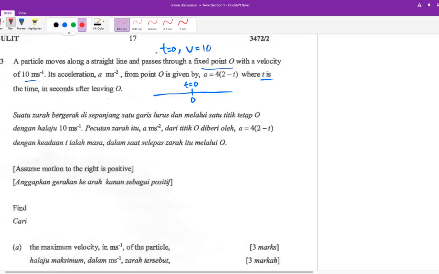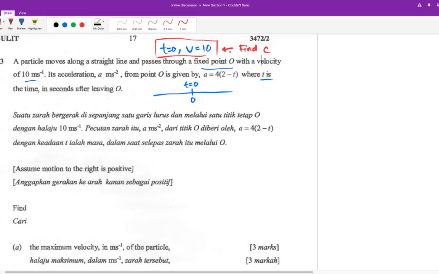And most of the time, why does he give you this information? It is to find the value of c. Why will you have c? Because later you will need to do the integration, and when you integrate, you will have the plus c. So you will need to use this information to find the value of c here.